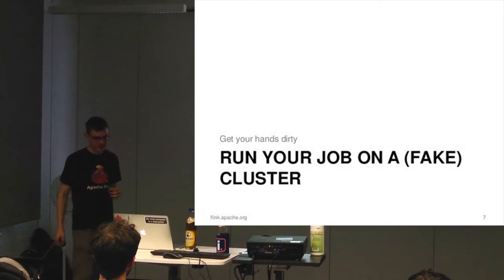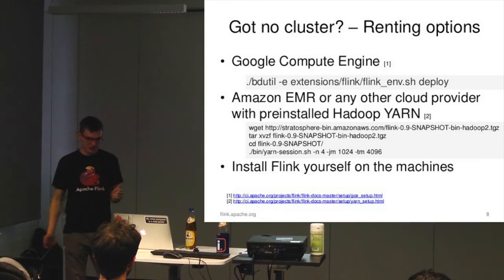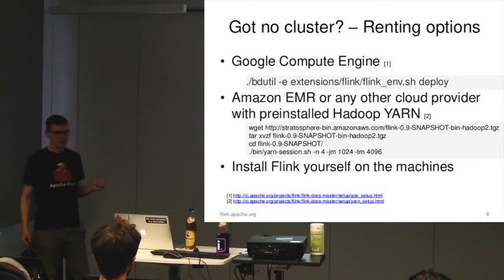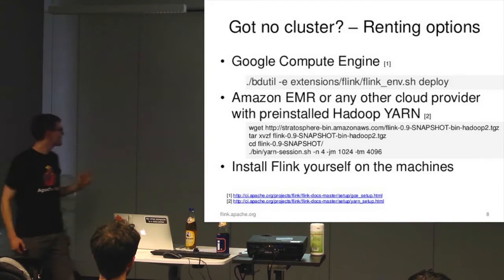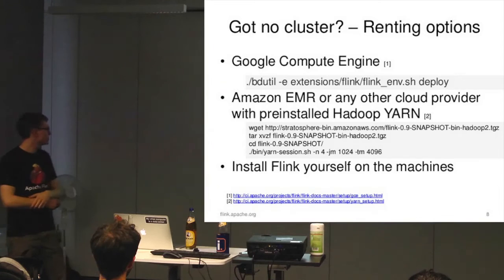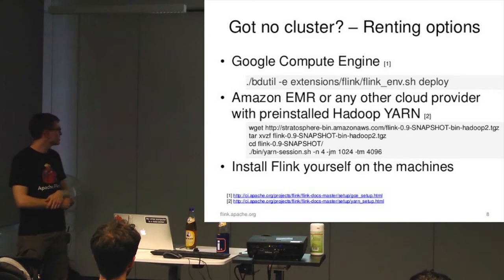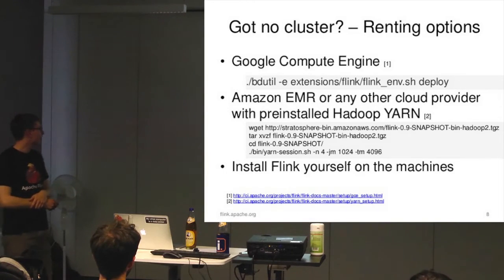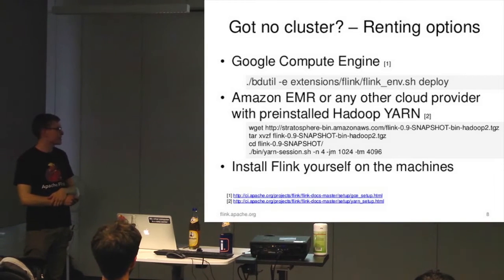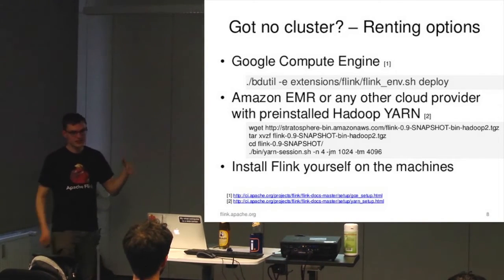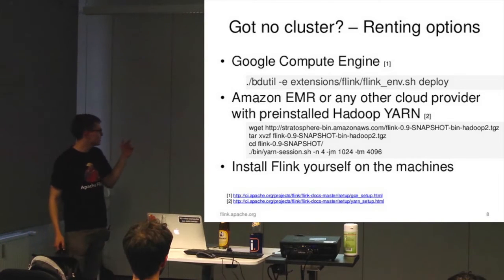And the next step then is to put that job onto a cluster. But maybe you've got no cluster. Then there are different options, and I've listed them from easy to harder. The easiest option is using Google Compute Engine. There is this bdutil, I think it's Big Data util, and it ships with the Flink extension. So you don't need to download anything from us, it's shipped by Google. And this will deploy a Google Compute cluster, multiple machines connected to each other with Flink pre-installed there.